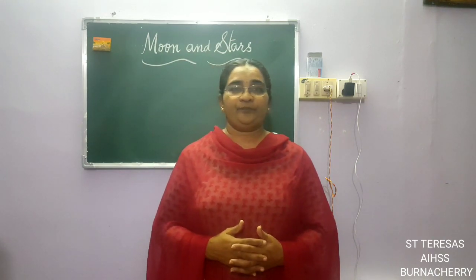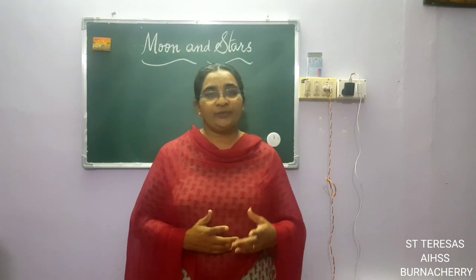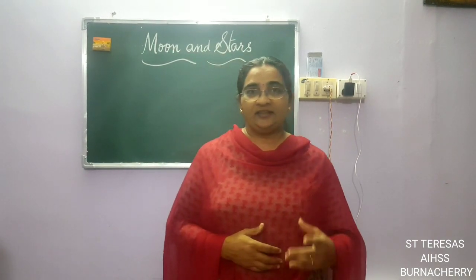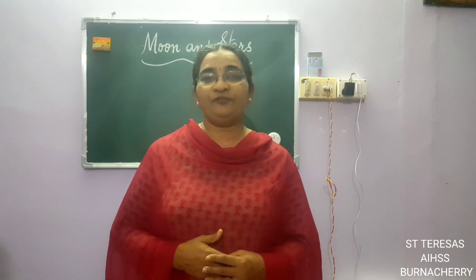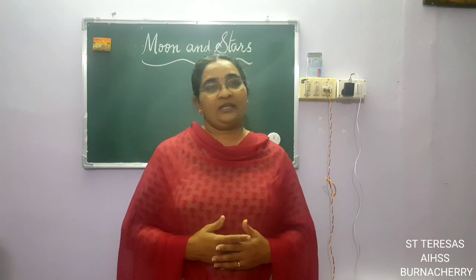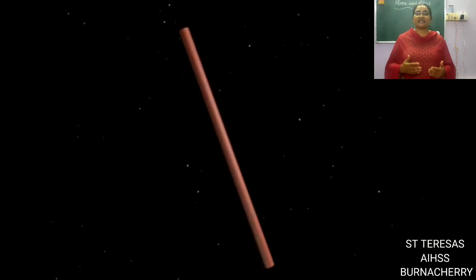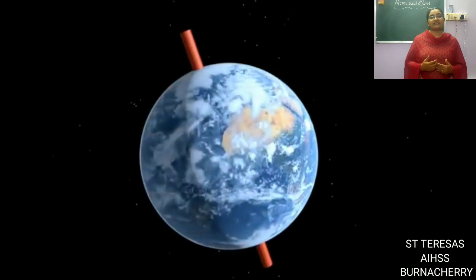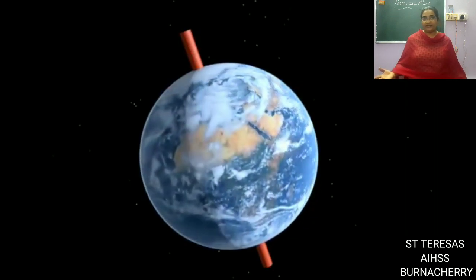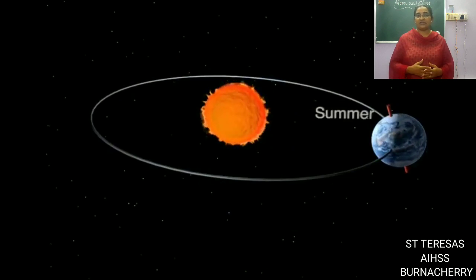And what more do we know? We know that it takes a day or 24 hours for a rotation, and it takes 365 and 1/4 days for a revolution. So what is rotation? The movement of the earth on its own axis. What is axis? Axis is an imaginary line which passes through the center of the earth. There is no line like that, but we imagine. So it turns on its axis, that is called rotation.